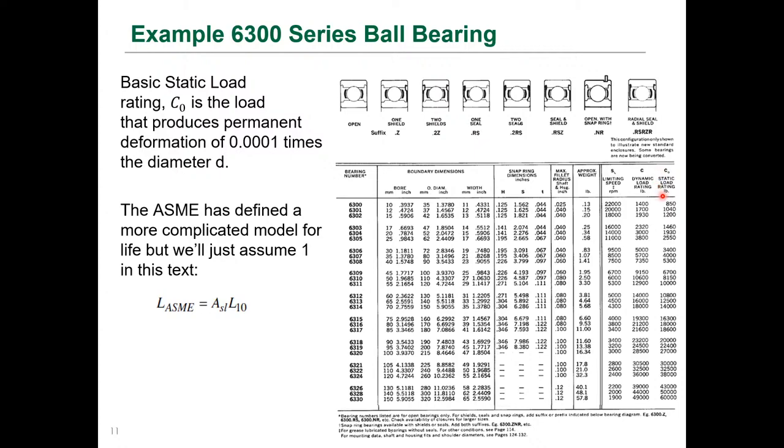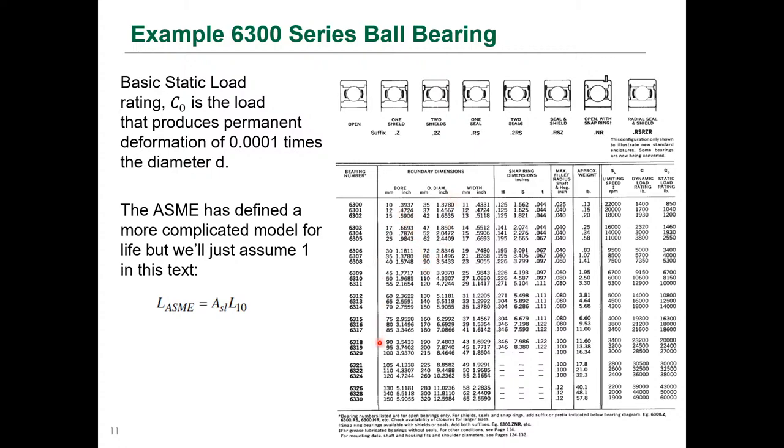This C0 load here is another load that you have to concern yourself with, and that's the static load rating. This load rating is for this bearing series here. That means that you can go up to this load without 0.0001 times the diameter of permanent deformation. But if you exceed this load, you're going to introduce 0.0001 times the diameter of permanent deformation in the raceway. So you're going to dent the raceway here, on the inner race or the outer race, and cause a permanent deformation. Every time the bearing rolls over that little divot, it's going to cause noise and other problems. Okay, so this is how we pick them.